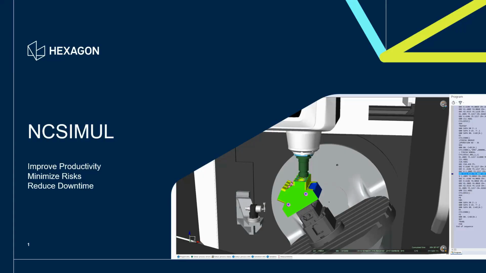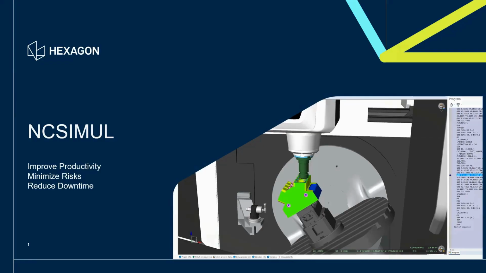Now we say a lot about digital manufacturing, everything is digital, but why don't we save our machine and our tooling before we press the cycle start button on the CNC machine? From that perspective, NC Simul is really a bridge between the programmer and the operator. Both of them can validate the program before they start CNC machining. Basically, it will improve productivity, minimize risk, and reduce downtime.